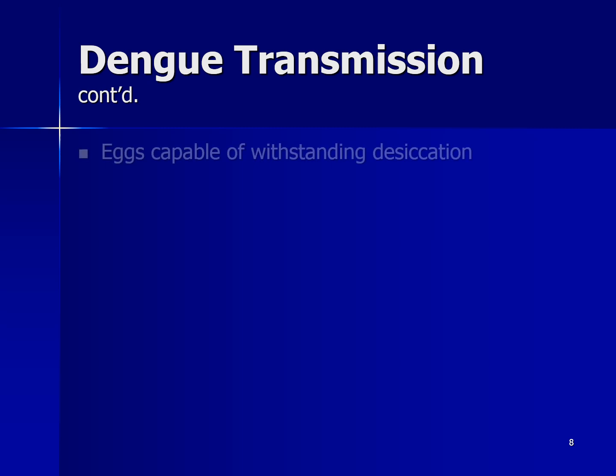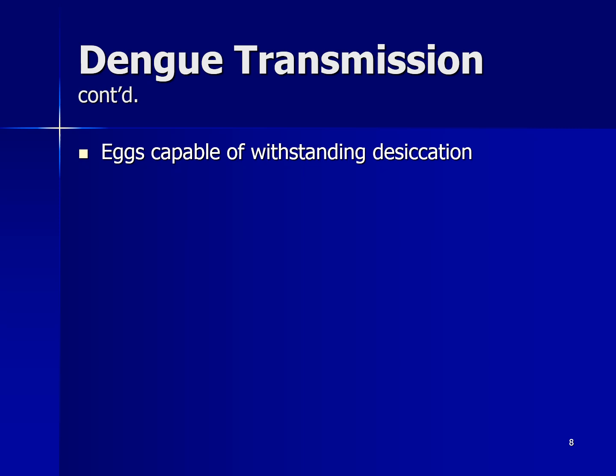So again, a few things about dengue transmission. For transmission, the vector is very important, other than the agent, the host, and the other variables. The important thing about the Aedes is that its eggs are capable of withstanding desiccation, or drying, and they have more thermal tolerance. That is, they are not easily destroyed by heat. So they can survive in areas which have very little water.